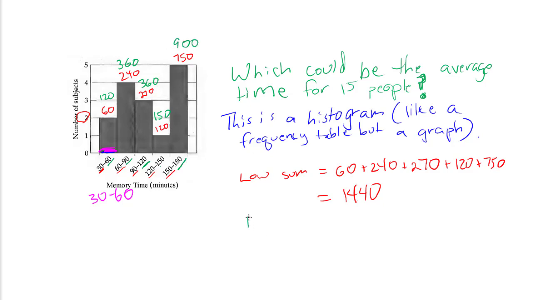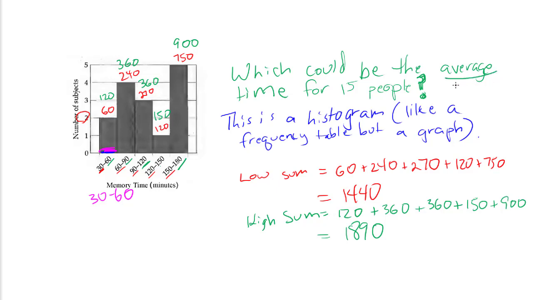So my high sum is going to be the 120, or a total of 1890. Now, I need to know what the average time would be. So I'm going to divide by the count of 15 people for each of these.